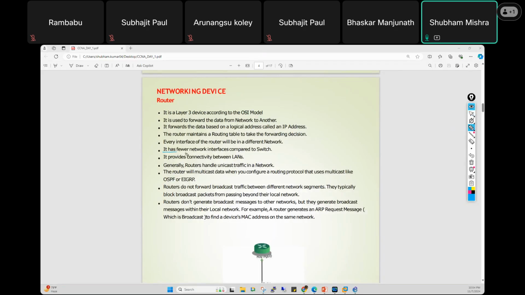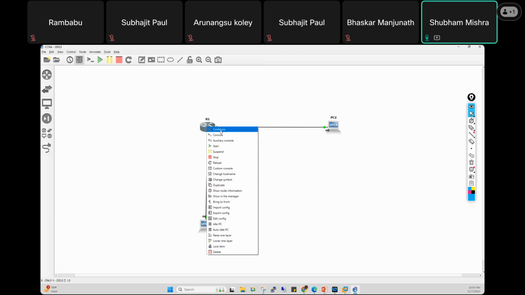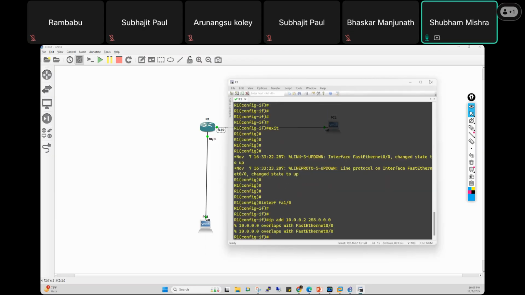Now, next point: it has fewer network interfaces compared to the switch. Yes. See, for example, I have one router. For example, I took one PC here, or you can check. There is no. I can show you like this.